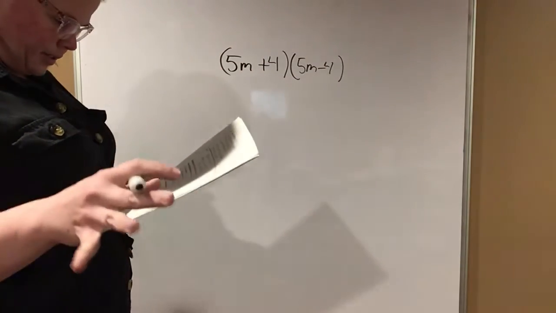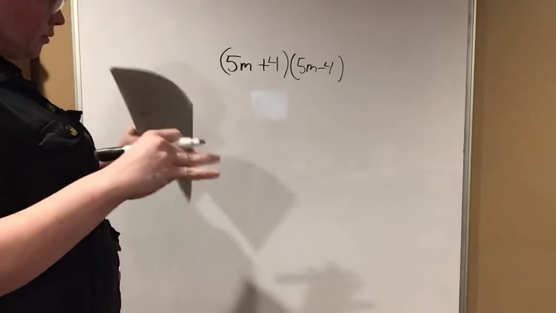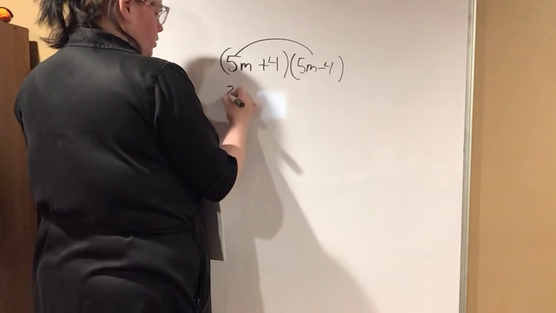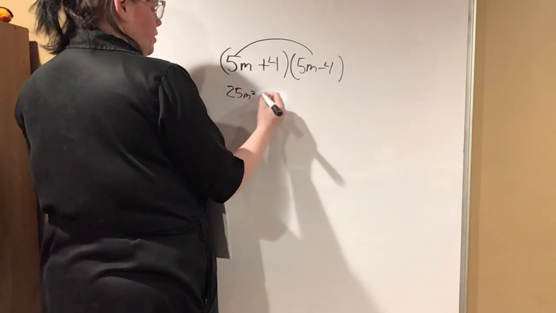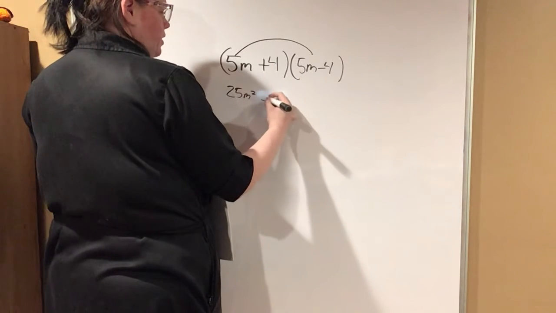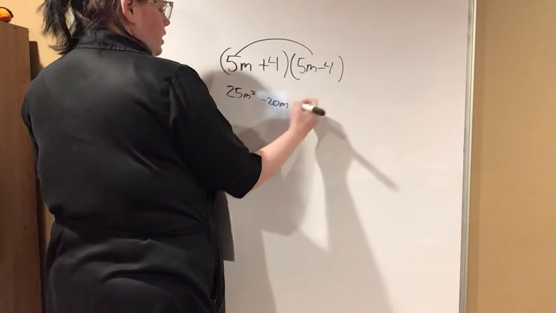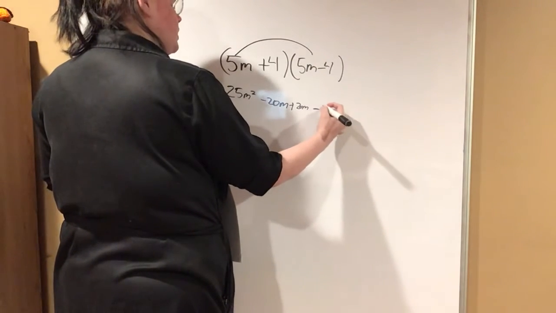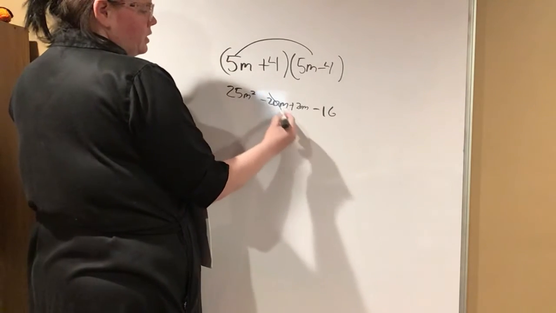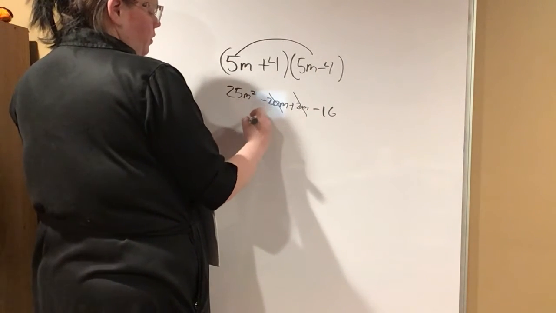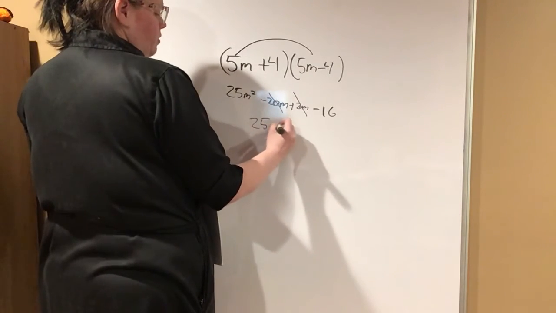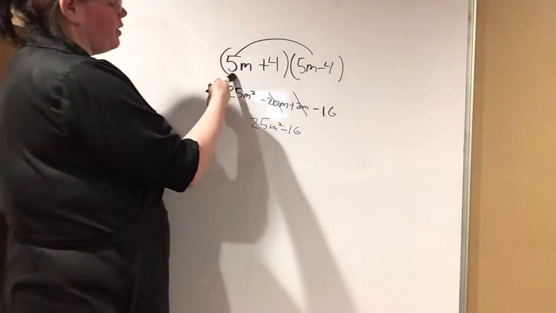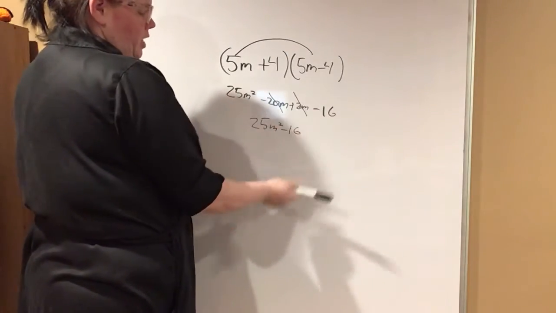I'll show you what happens with this one, and then we'll do another one the fast way. Using FOIL, we get 25m squared. First, outside is minus 20m, inside plus 20m, and last is minus 16. What happens is these go away, and we're left with 25m squared minus 16. All that happens is we squared this and squared this, and it made it negative.